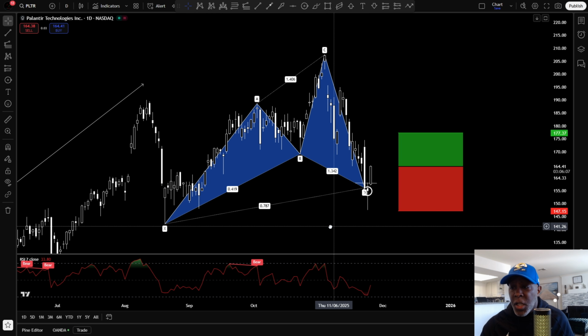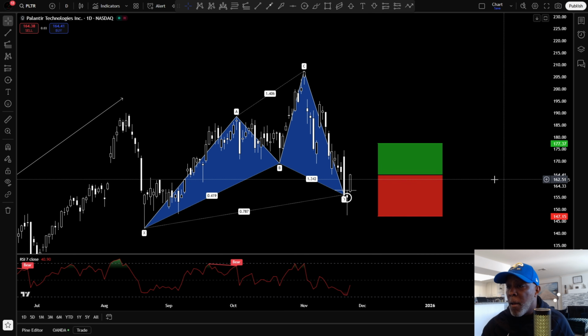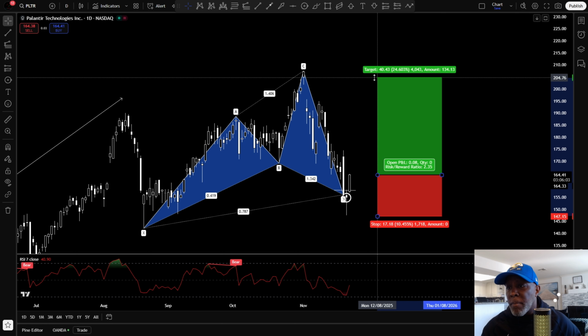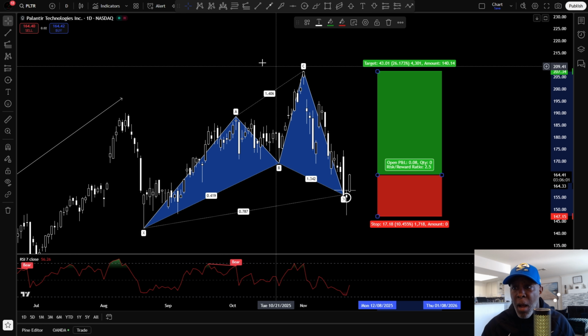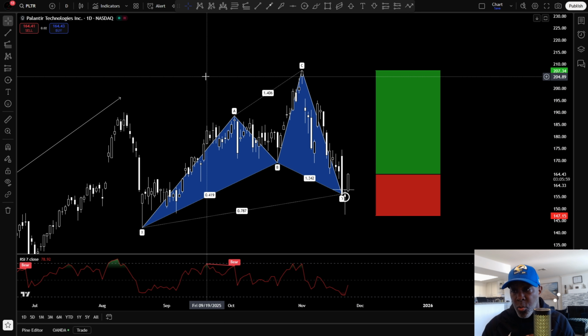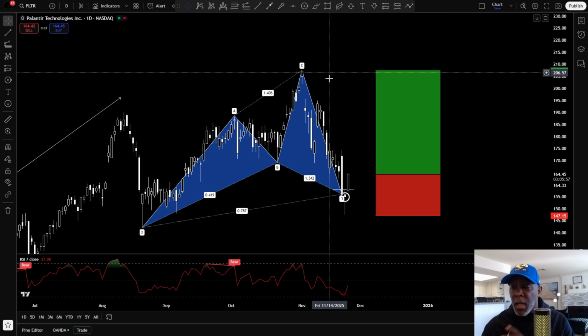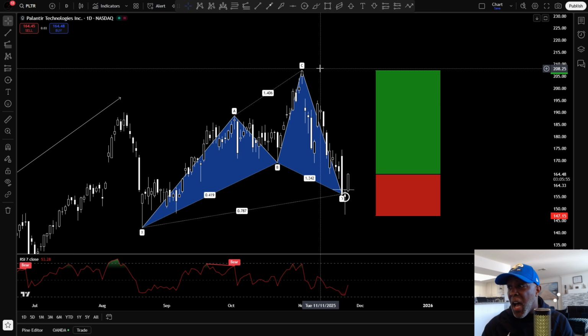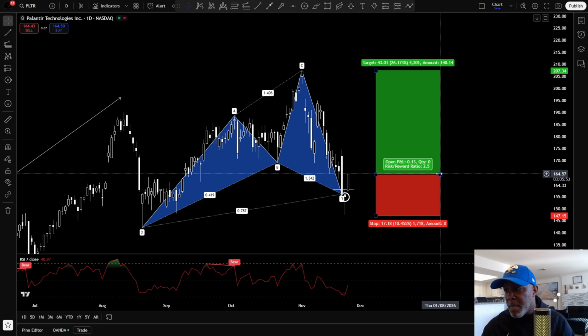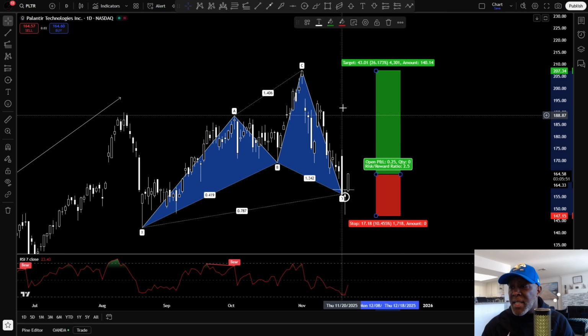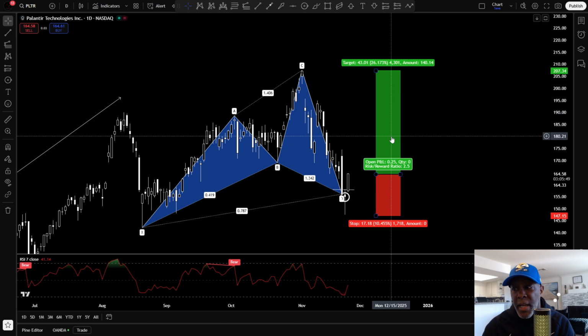We paid the tuition. It didn't work, and we'll go find something else to do, okay? We're going to start first by targeting just the top. Remember, this is pattern 1 of 2. We're going to start by targeting a retest of the highs up there at 208, okay? So as it stands right here, the risk versus reward is 2.5 to 1.